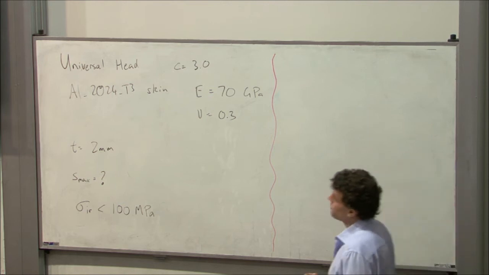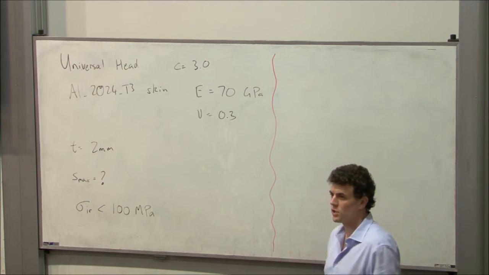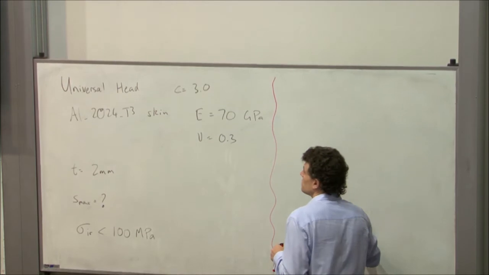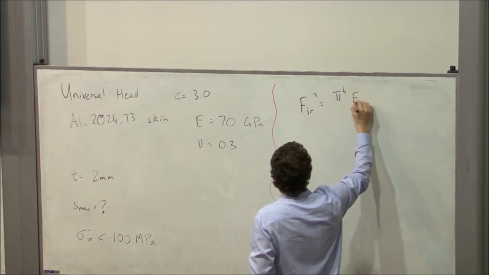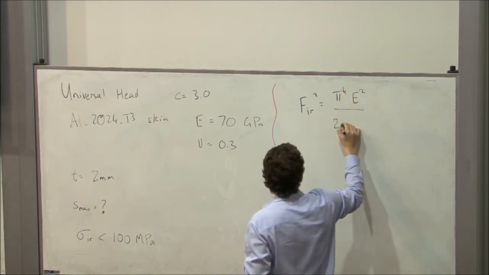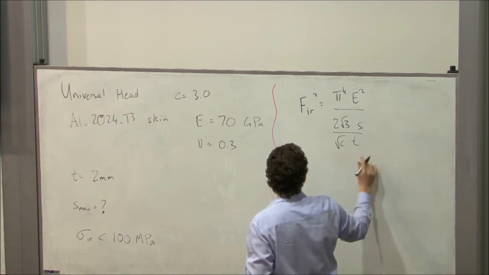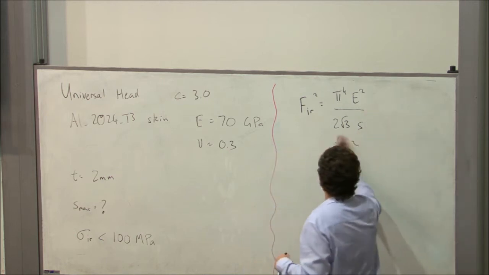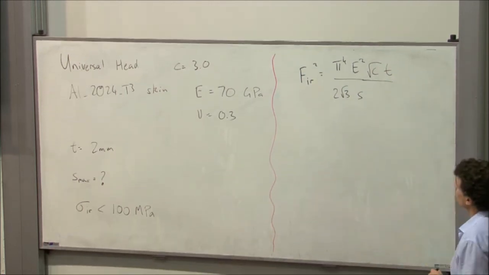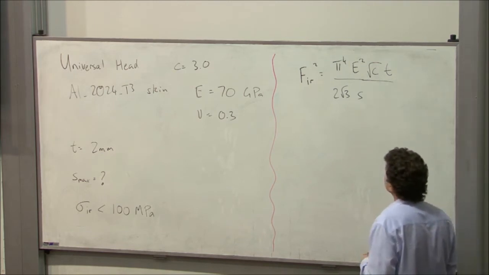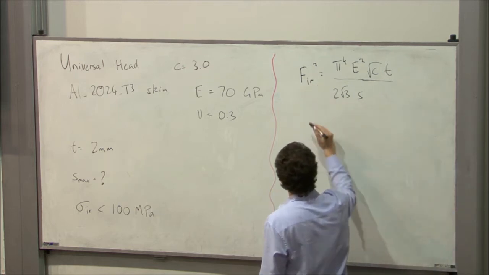So for this kind of question, I often find it easiest to do the rearrangement of the formula before you sub the numbers in. So FIR squared equals pi to the fourth E squared over 2 root 3 S over square root CT. So I can take the bits at the bottom and put them at the top. So if I rearrange, I can put S up here and the stress down there.